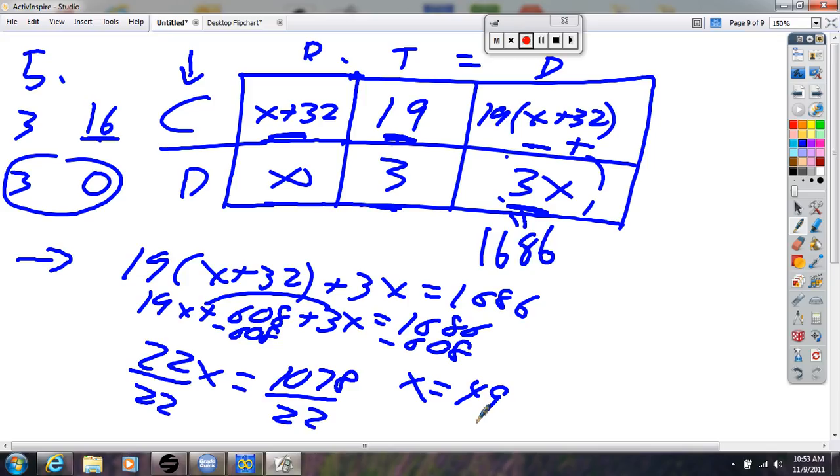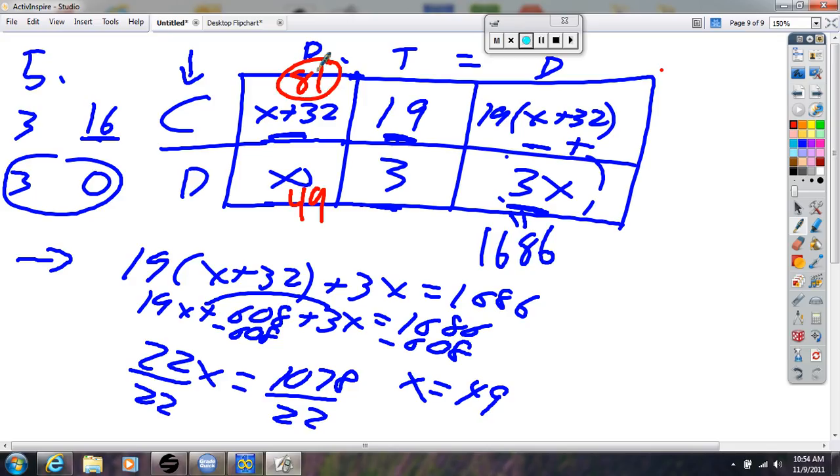Okay? Now, what are you supposed to do with x? Plug it into where x is. Where is x? The diesel train, right? This is 49. That's x. If this is 49, what do I do to get this one? 49 plus 32 is 81.